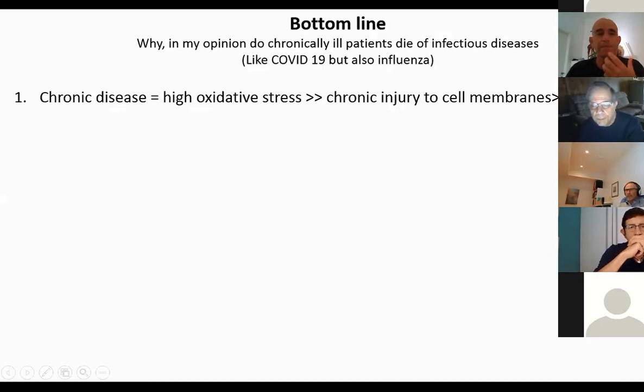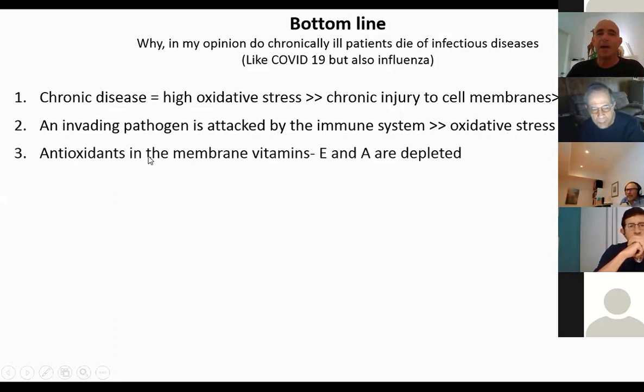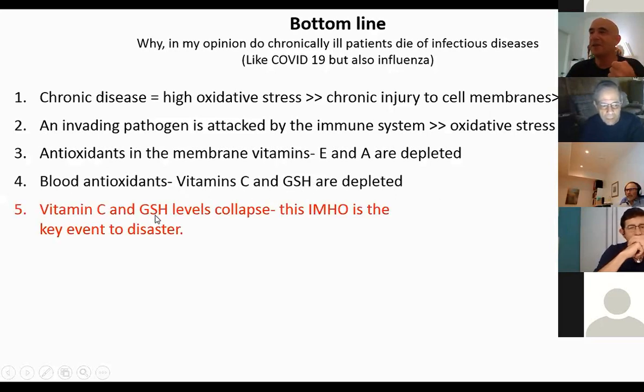Your body attacks itself. Then you are invaded by a pathogen, and the pathogen is attacked by the immune system. And then the oxidative stress increases even more. The antioxidants in the membrane, vitamin E and vitamin A, are depleted because cells start dying. And blood antioxidants like vitamin C and GSH are depleted. And finally, after 14 days of being sick with COVID-19 with 38 degrees or 40 degrees C, your vitamin C and GSH levels collapse suddenly. It happens suddenly. And this is, in my humble opinion, the key event to disaster.